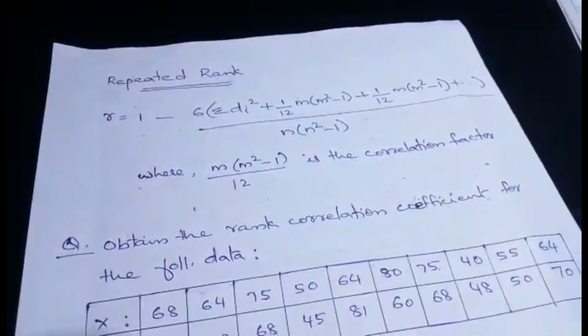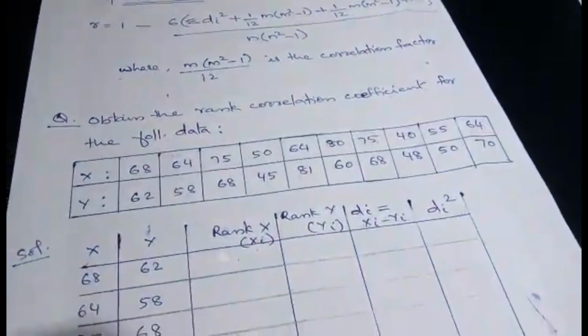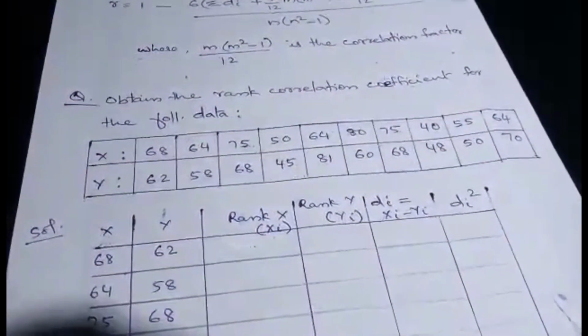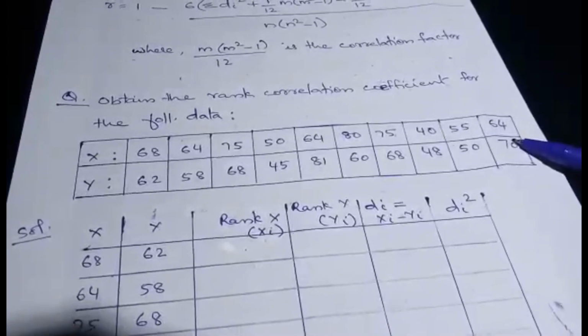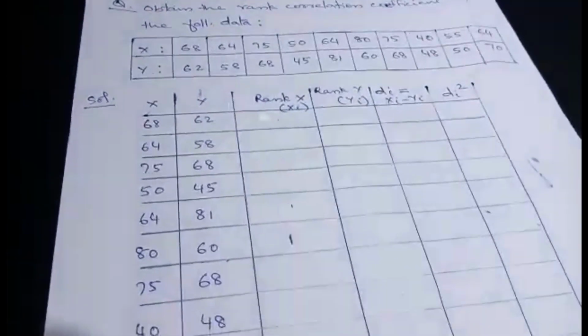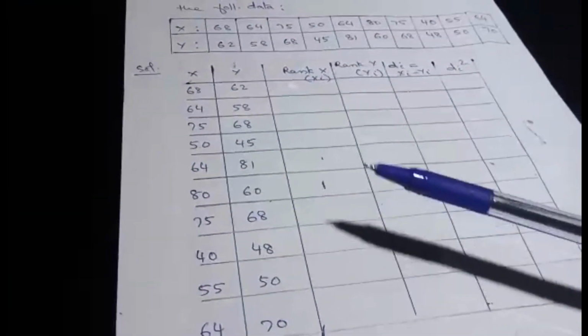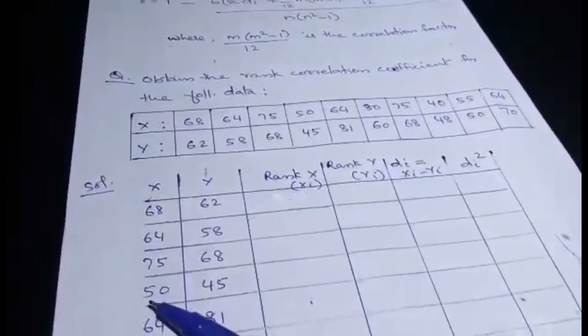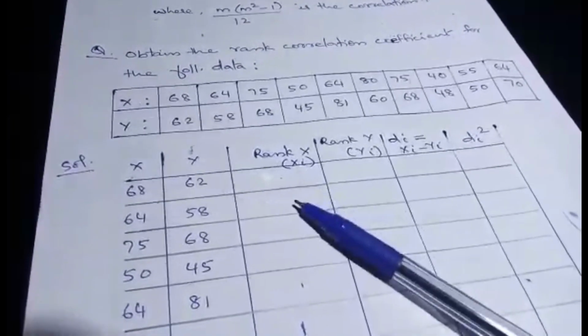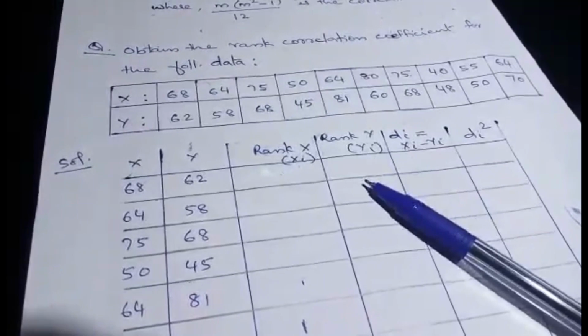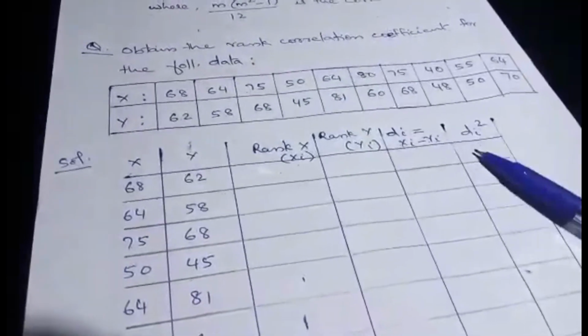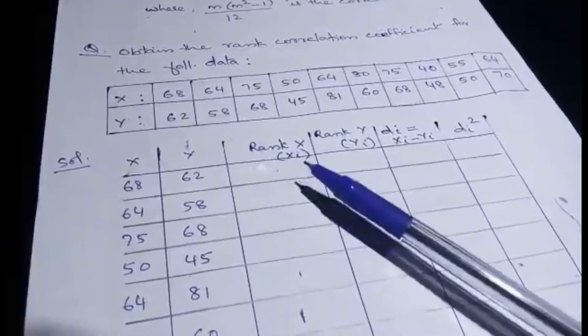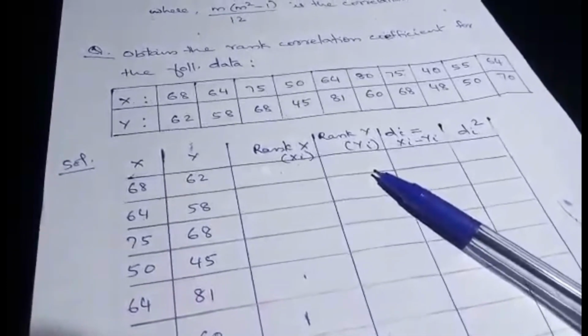Okay, so let me explain with an example. Obtain the rank correlation coefficient for the following data. These are the data given. Just write it in tabular form. Now here find which is the highest rank. See the table: X, Y, rank X that is Xi, rank Y that is Yi, Di is equal to Xi minus Yi, and Di square.